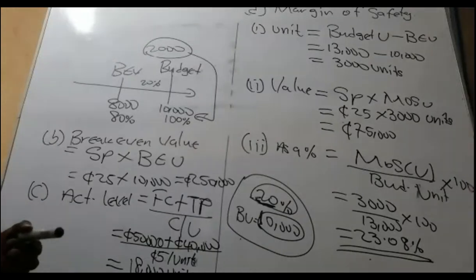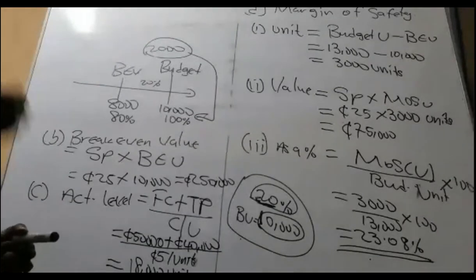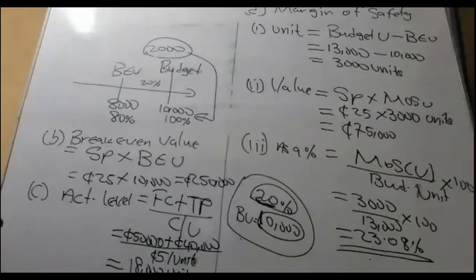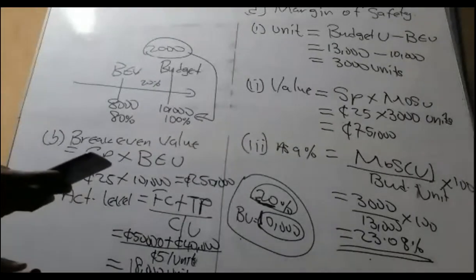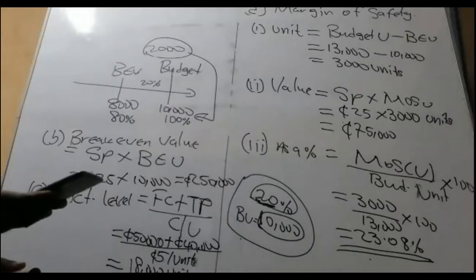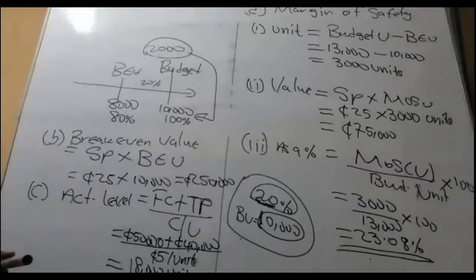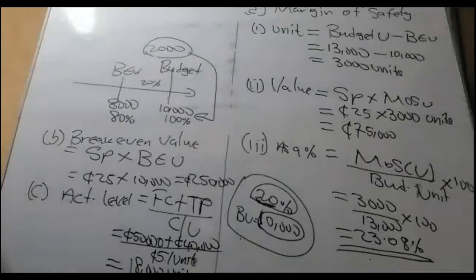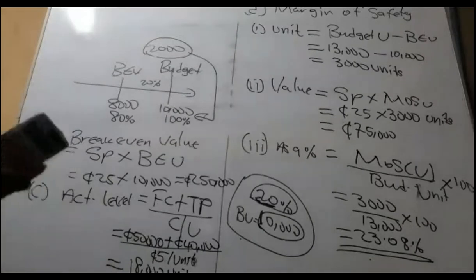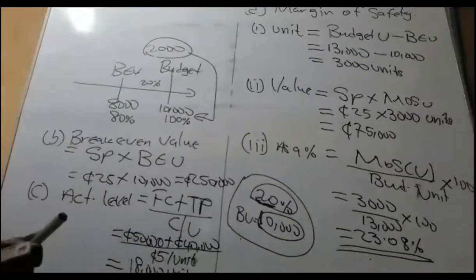Yes, as a percentage. Good. So therefore, let's try that one and then see when you get this one clear. So 100 less 23.08 will give us 76.92, agreed. So it means that the break-even represents 76.92% of what? Of the 13,000.